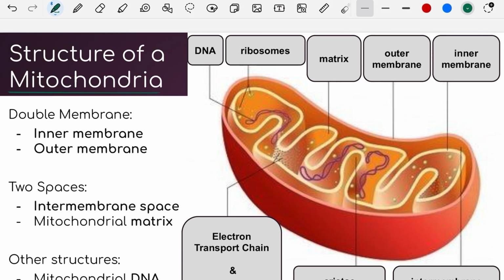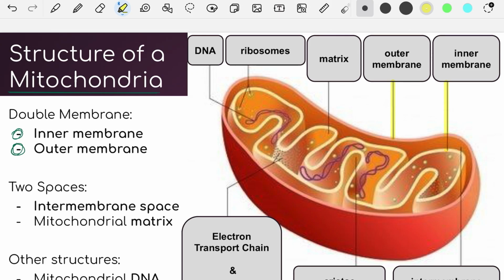So the parts that you need to know: the mitochondria has two membranes. It has an inner membrane and it has an outer membrane. So you can see here, here's the outer membrane right here. And then here's the inner membrane, you can see. The outer membrane is smoother than the folded inner membrane.